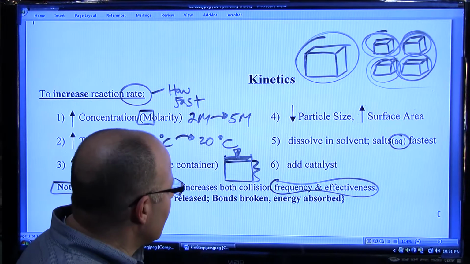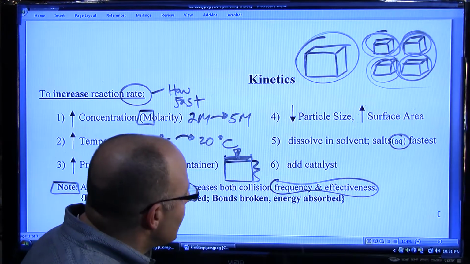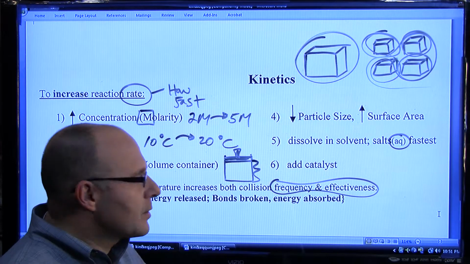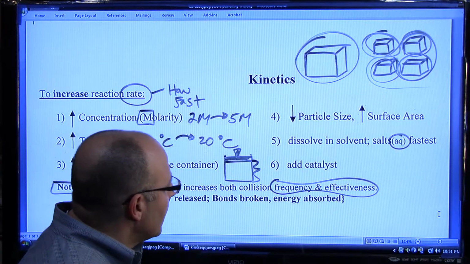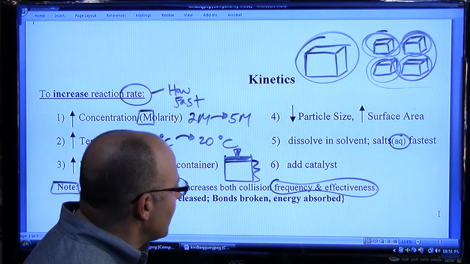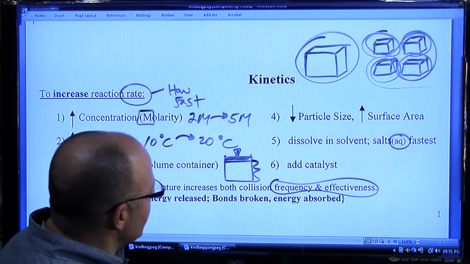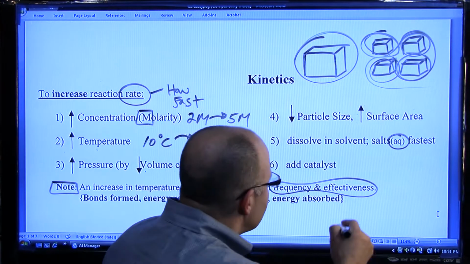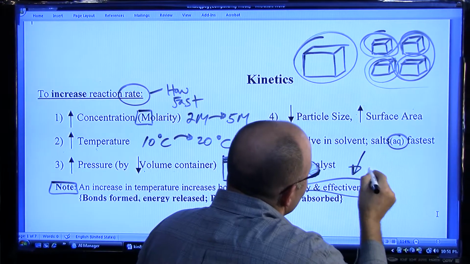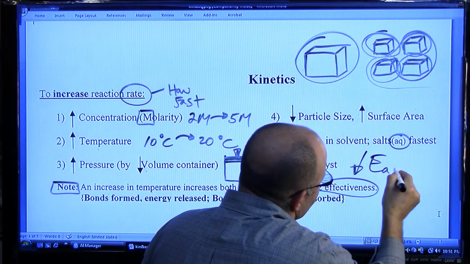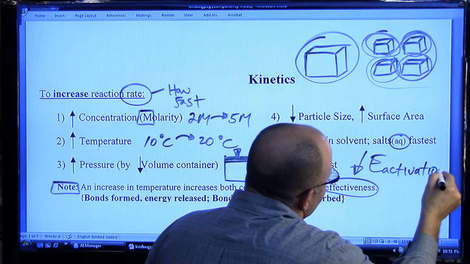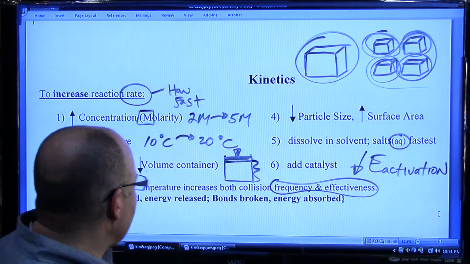And another factor that we should mention, maybe you remember the mention of these in living environment, and that is the addition of a catalyst. All right. For now, let's just remember that a catalyst is a substance that speeds up the rate of a reaction by decreasing the energy of activation, which is the startup energy, and we'll speak about that in a second.